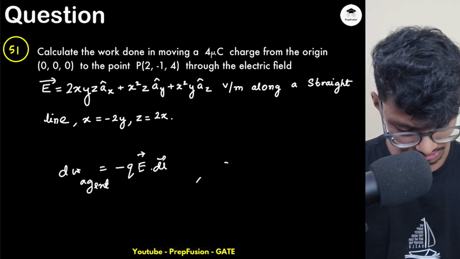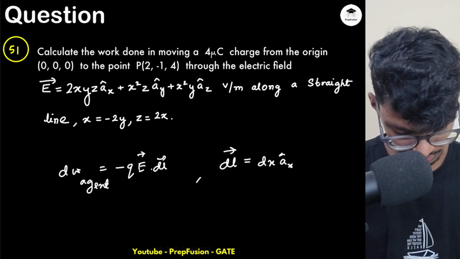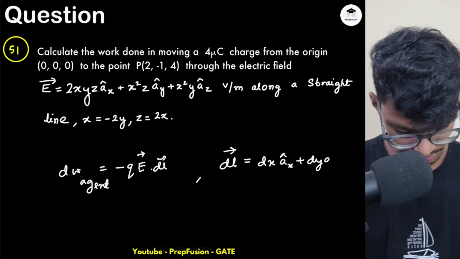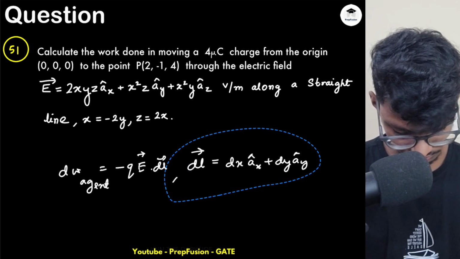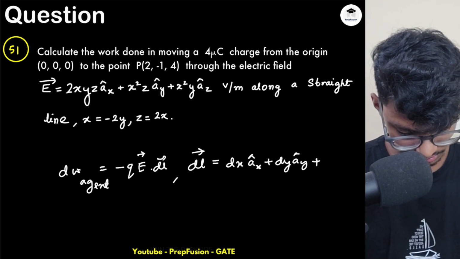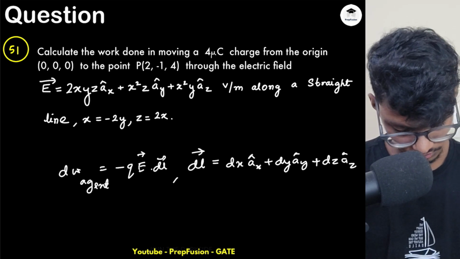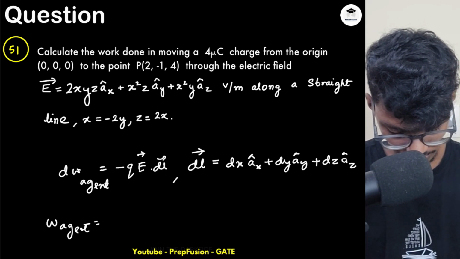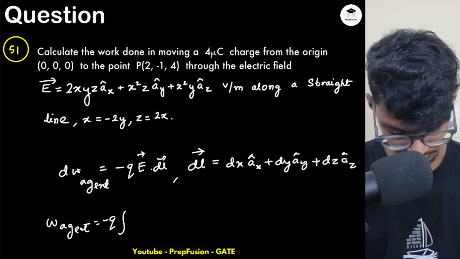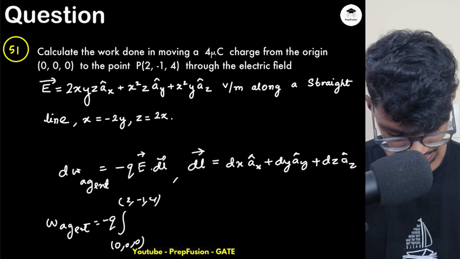What is dl? This is given in Cartesian coordinate system, so I will write everything in Cartesian coordinate system. dl is dx ax cap plus dy ay cap plus dz az cap. So what will be the total work done? Work done by the agent will be basically integration, minus q will come outside, from point A to point B, so basically from origin to the point P (2, -1, 4).